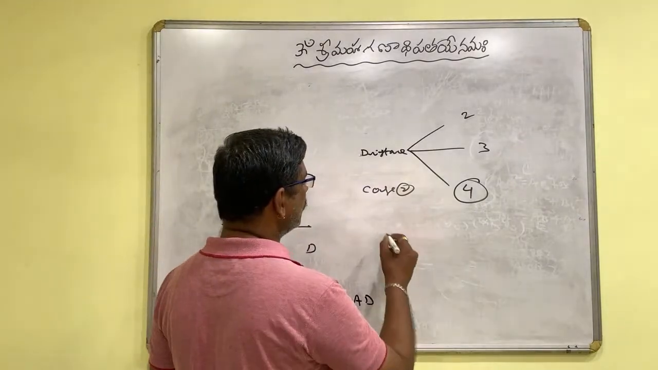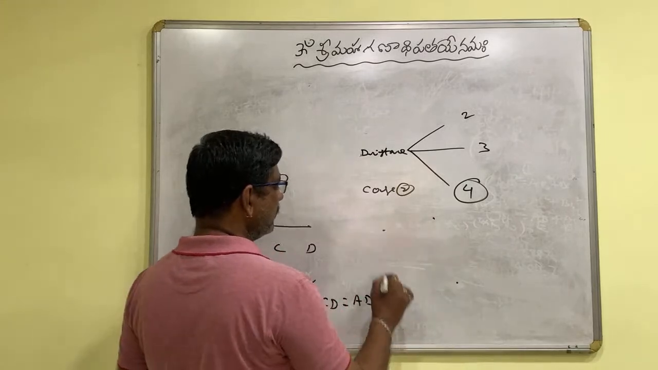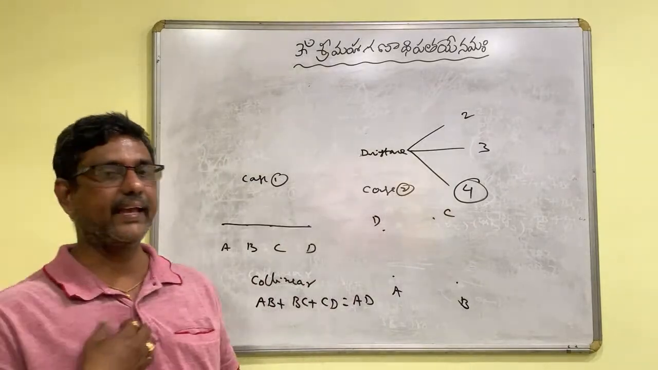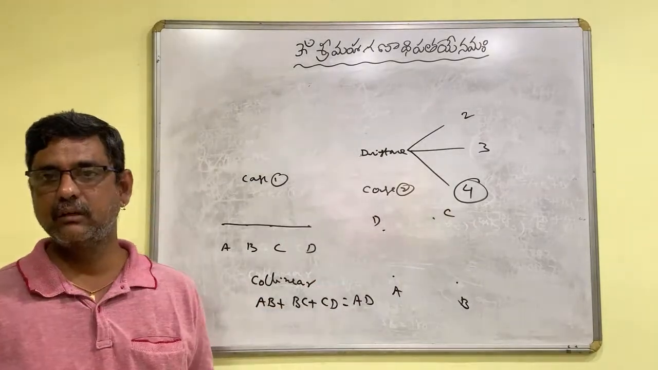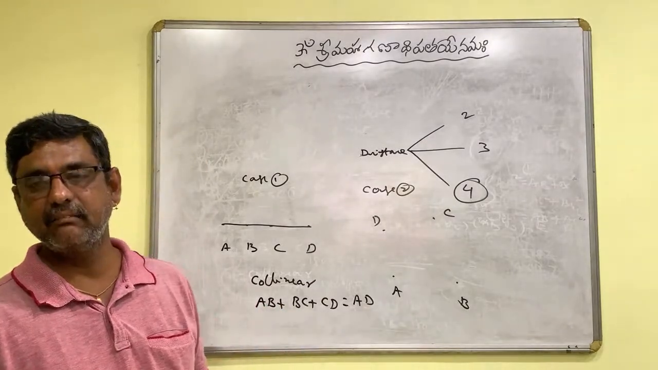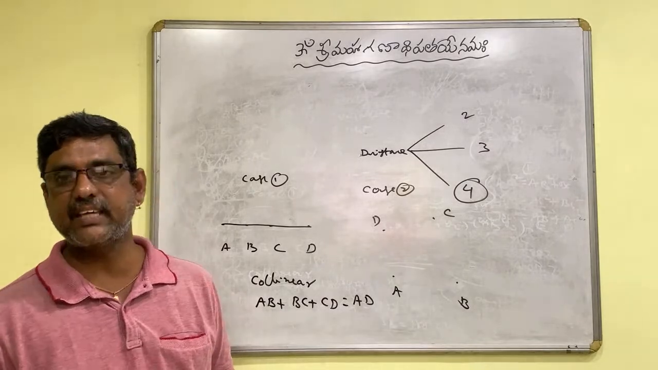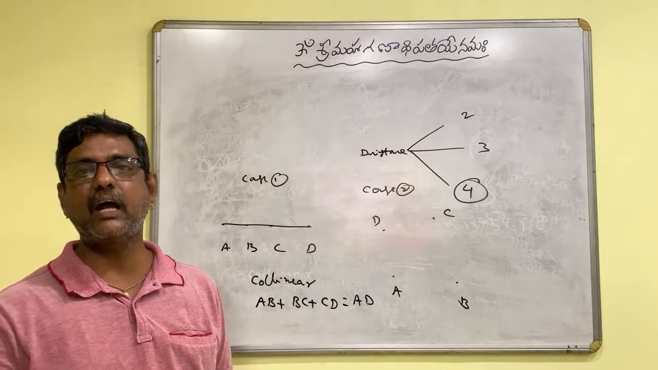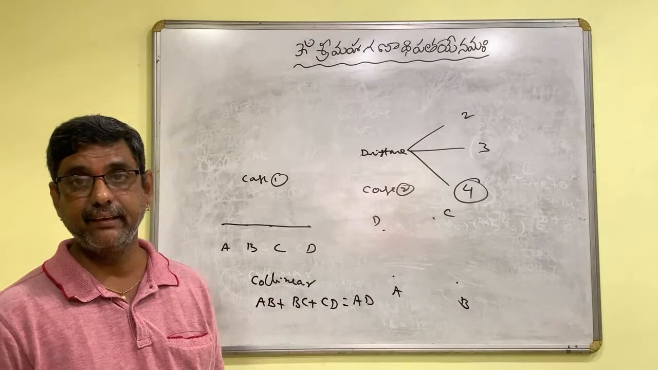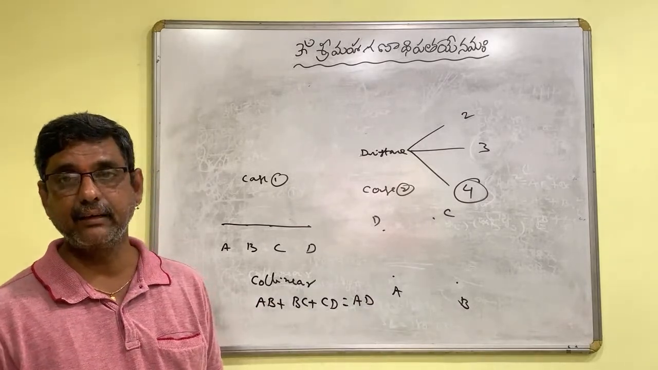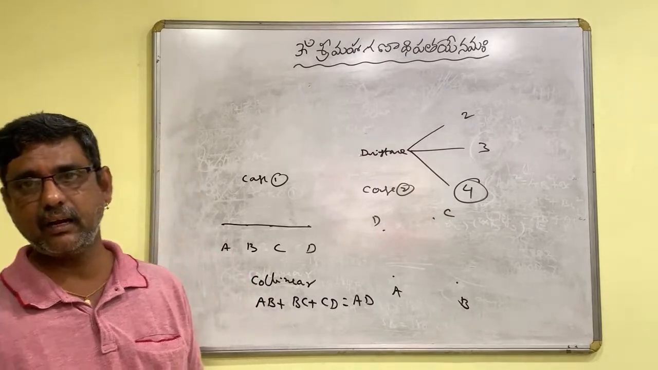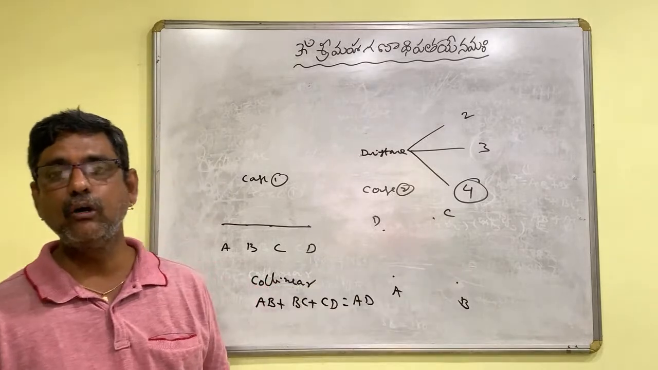Case 2. What is case 2? If the points are like this, that is, if the points are arranged in such a way that no 3 points are collinear. You can see here ABCD. Are any 3 points collinear out of ABCD in case 2?